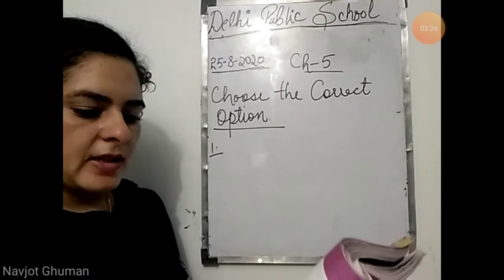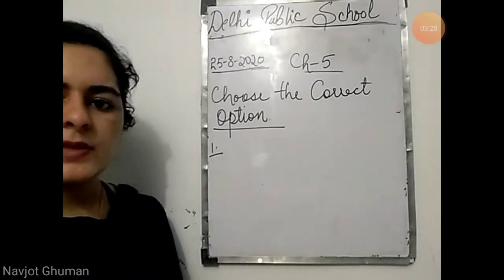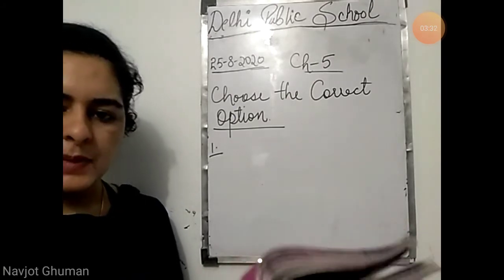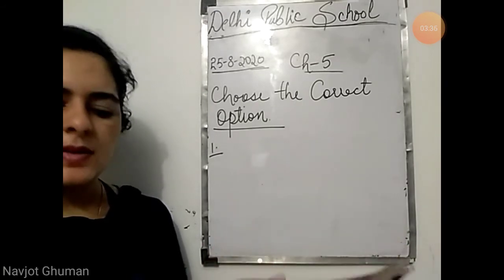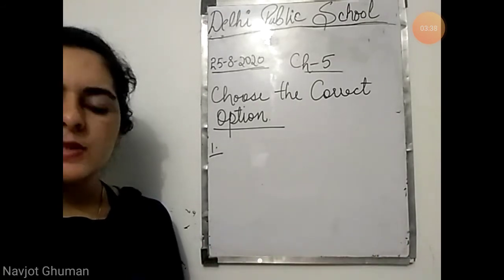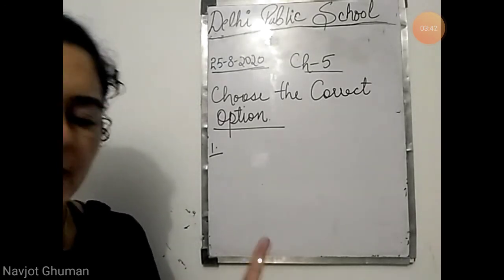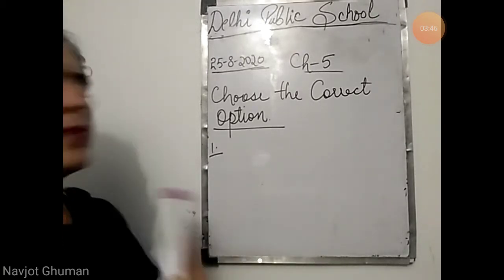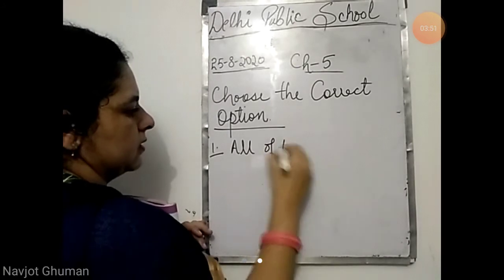Which of these does soil contain? Four things are given. We have to choose what is present in soil. First is sand, remains of dead plants and animals, minerals, and last is all of these. We know that sand is also present in soil, remains of dead plants and animals is also there, and minerals are also present. So, the answer is D, that is all of these.